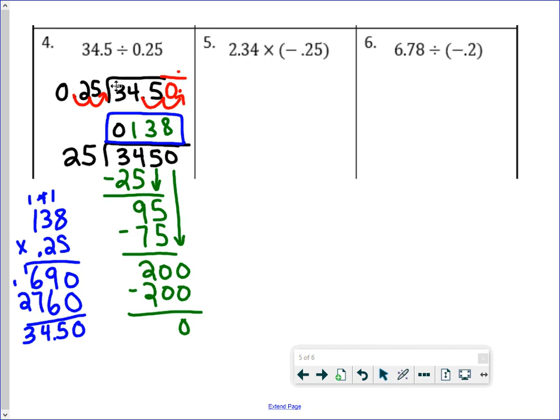All right, now let's go ahead and multiply. Same thing, but now we have a negative. Remember, a positive times a negative, the final answer is going to be a negative.